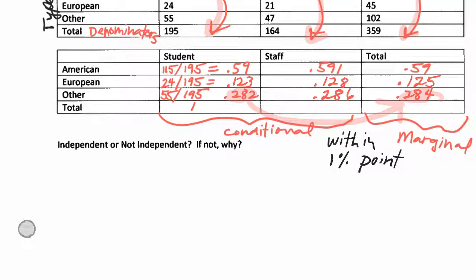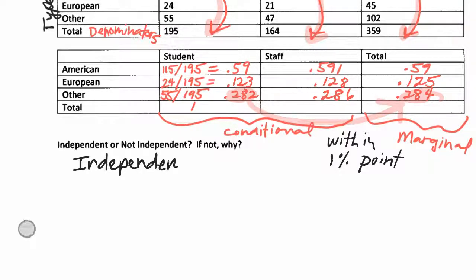Independent, when the fact that you are one thing does not change the rate. So is this independent or not independent? Independent. So here's how you write this up. You say independent. This is independent.